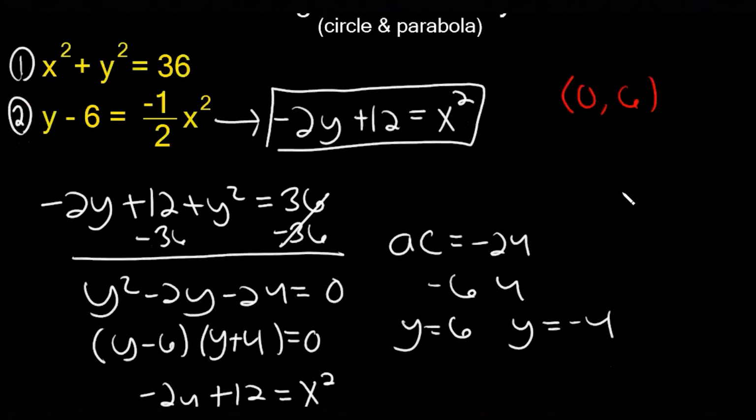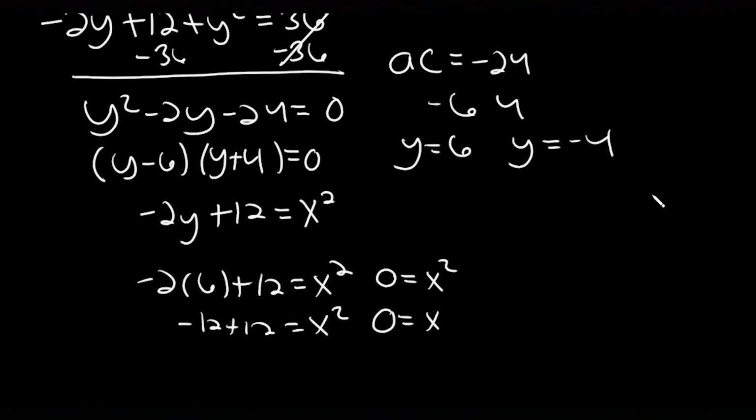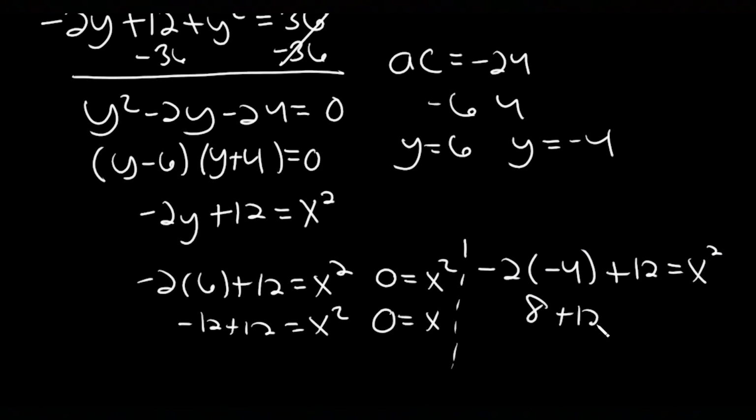Okay? So scrolling down, now we're going to use negative 4. Okay, so why don't we go ahead and section this off. So now I'm going to plug in a negative 4. So I get negative 2 times a negative 4, right, plus 12 equal to x squared. We know that negative 2 times negative 4 is positive 8. And plus 12 equal to x squared, or in other words, 20 is equal to x squared.